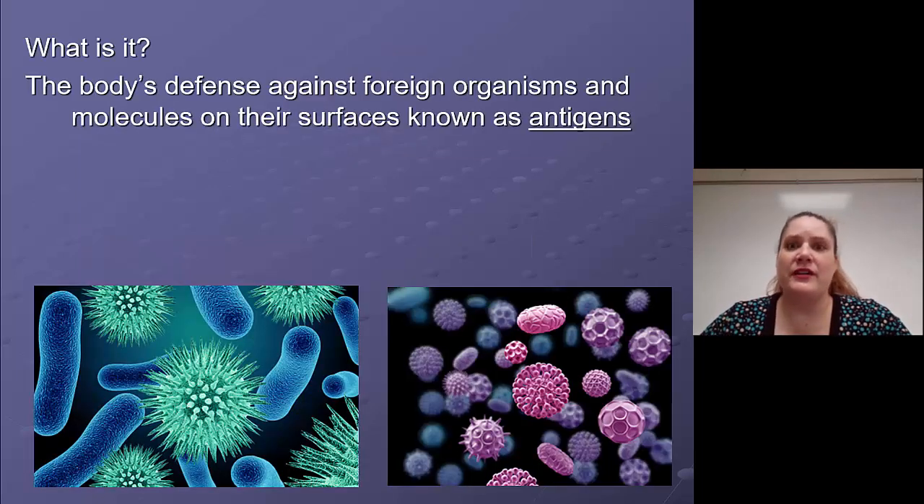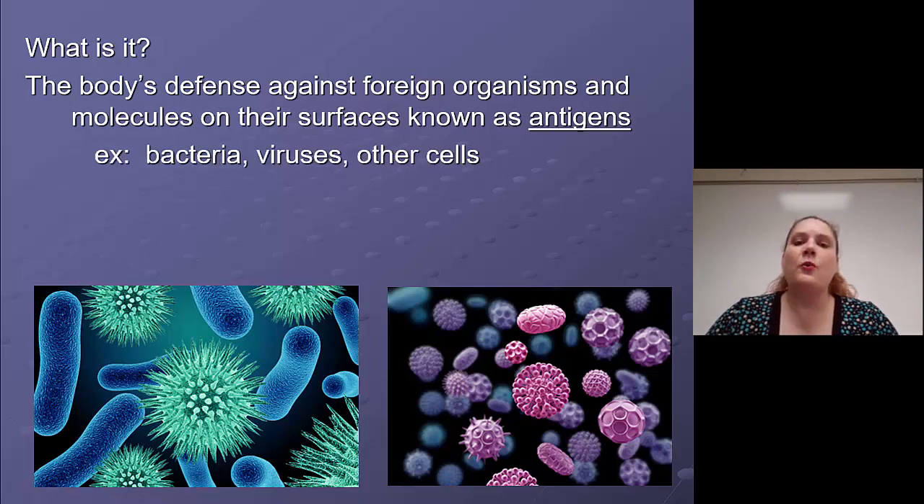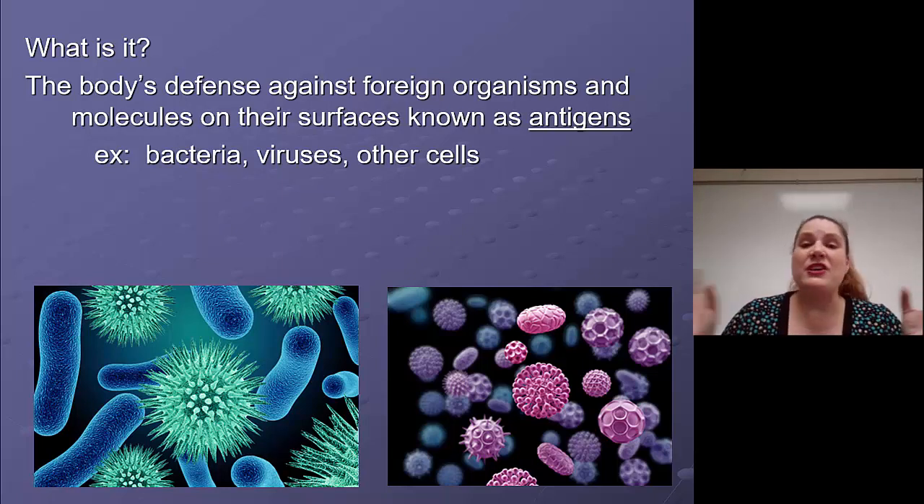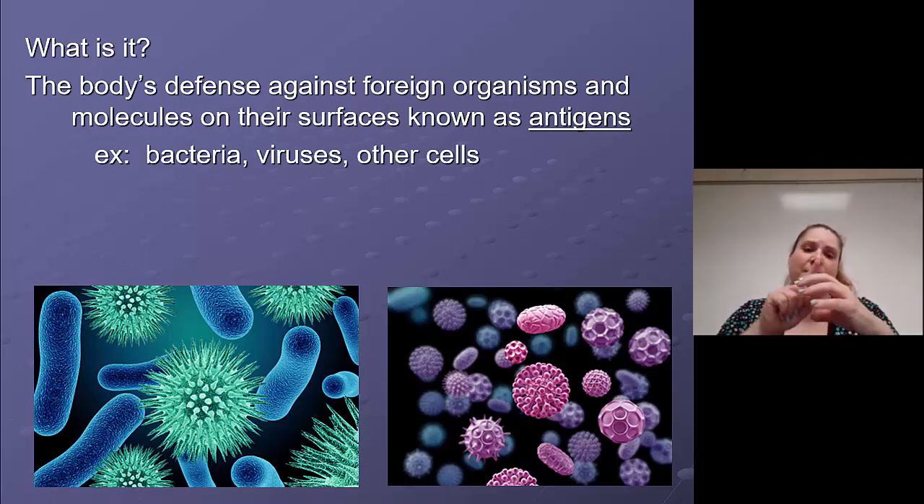Okay, so for starters, what is our immune system? Our immune system is the way that the body defends itself against foreign organisms, so whole living things that come into our body that we don't want in our body, and then also molecules on the surfaces of those organisms. And those molecules on the surfaces are known as antigens. So we might be talking about bacteria, viruses, or other cells. And each of them has little proteins on the outside of them that help us identify them. Those little proteins on the outside are considered antigens.